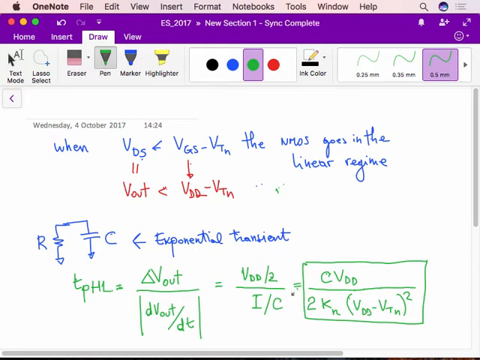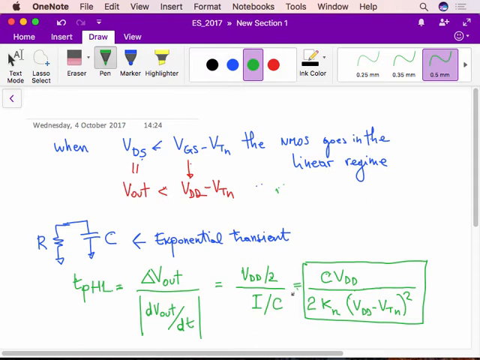That is the result that I want to discuss. Okay? Because you see, in this case, you can see the dependence of the propagation delay upon a few quantities: upon the supply voltage, that is VDD, upon the capacitance, upon some intrinsic qualities of the transistor which are contained in Kn, and in the threshold voltage Vtn. So this is the important part.